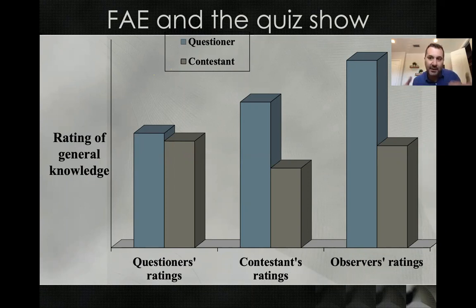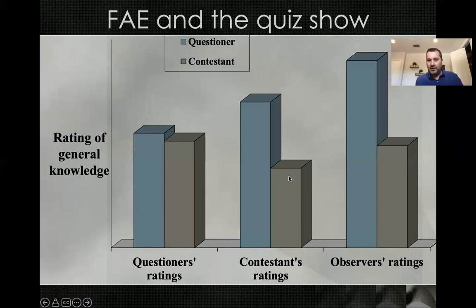But because of the fundamental attribution error, where we attribute other people's behavior to their disposition or their personality or something internal, then when we see that the questioner knows all the answers, we assume that's because they must be intelligent, they must know those things. And the contestant doesn't know the answers, so we assume they must have a lower level of knowledge.